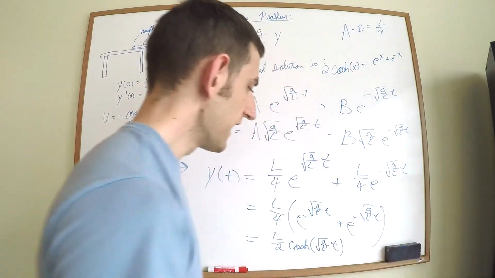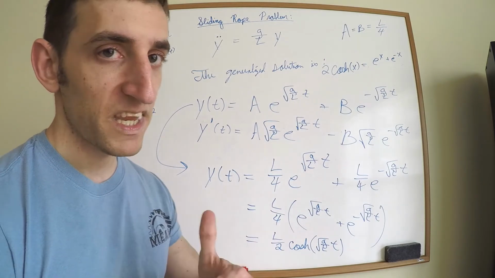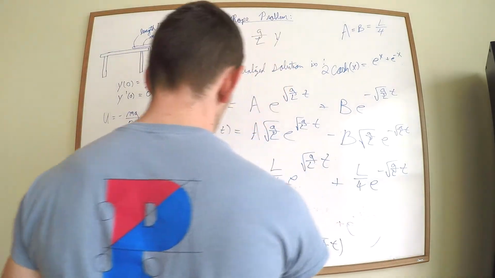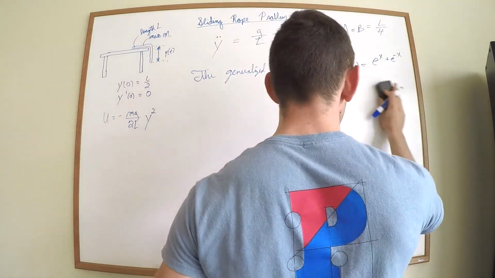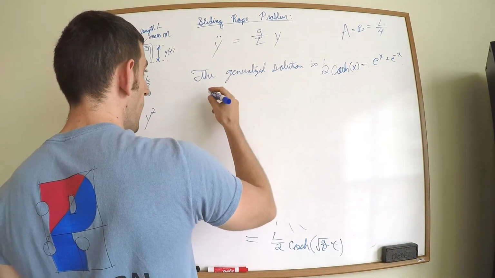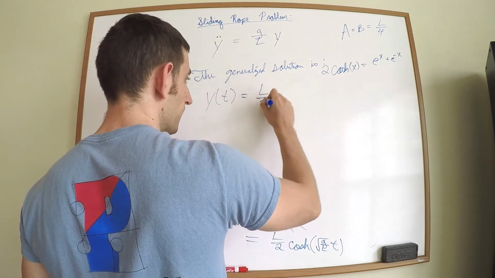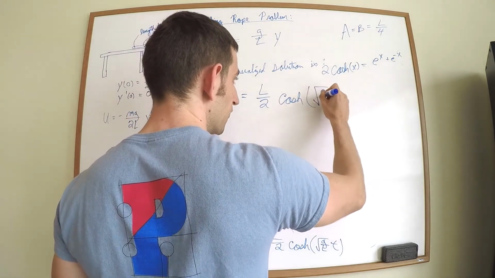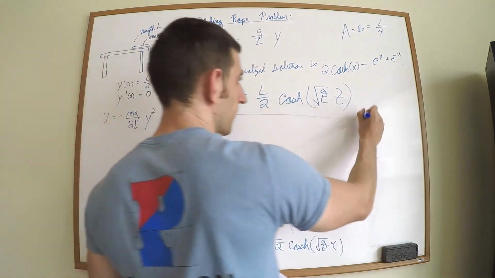It's a better solution, easier to work with. If this was a house, you'd be able to sell it. You'd be able to use it. It would be efficient. That's what we want to stick with. So what I'm going to do is get rid of all this junk and write our beautiful solution that we worked so hard to get. So y sub t is equal to L over 2 cosh root g over L t. Okay? So that's the solution.